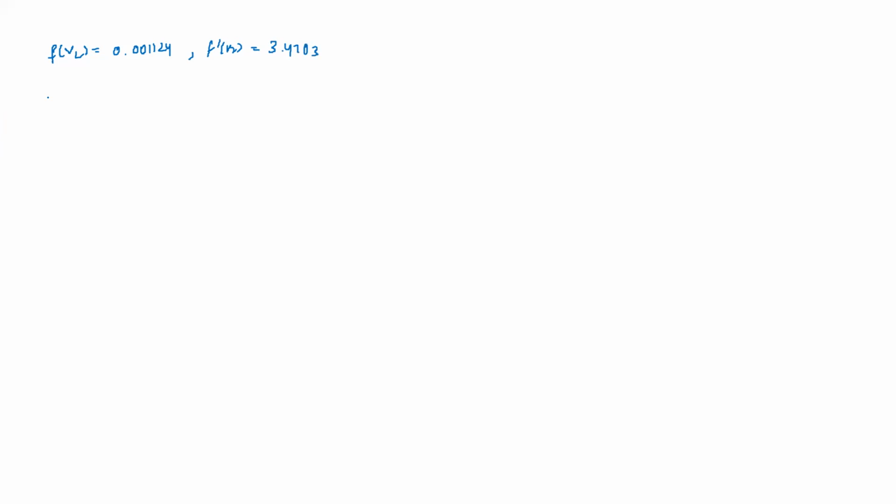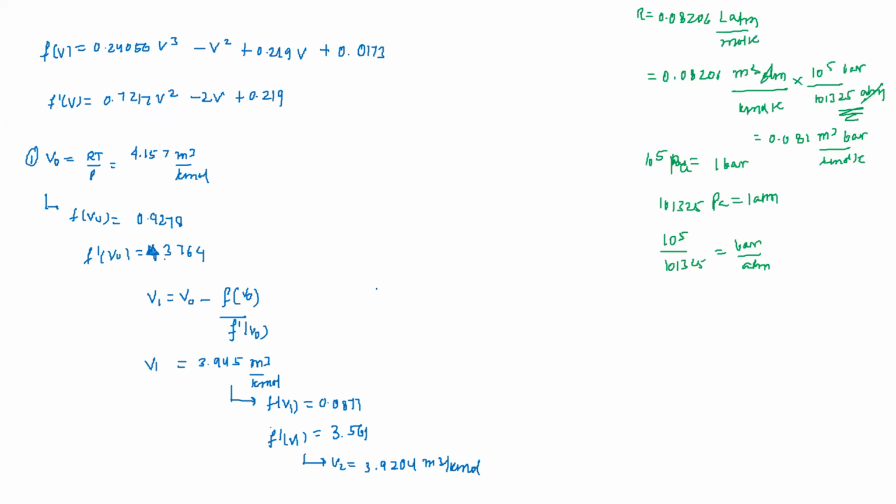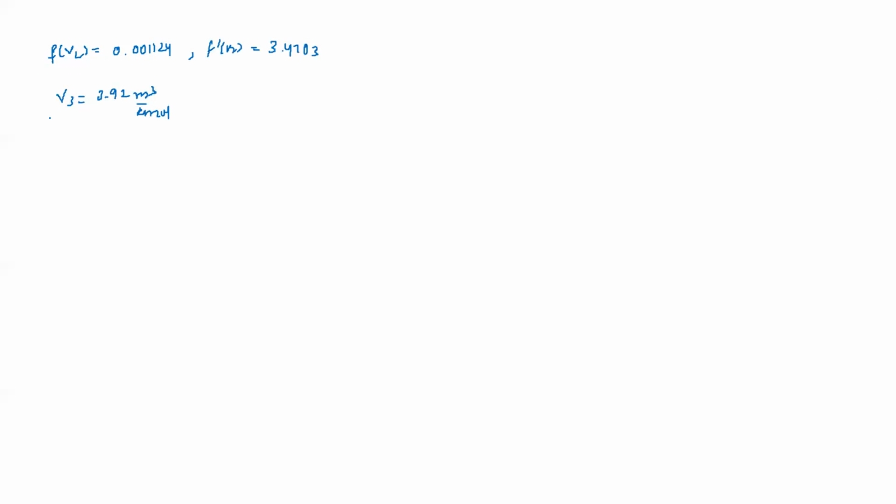Okay, so from here we can get V3. V3 is equal to V2 minus this, which is 3.92 meter cube per kilomole. All right, so this was 92.04, this is 92, so we can take this to be close enough. Therefore our actual volume is 3.92 meter cube per kilomole. That is what we are going to take.